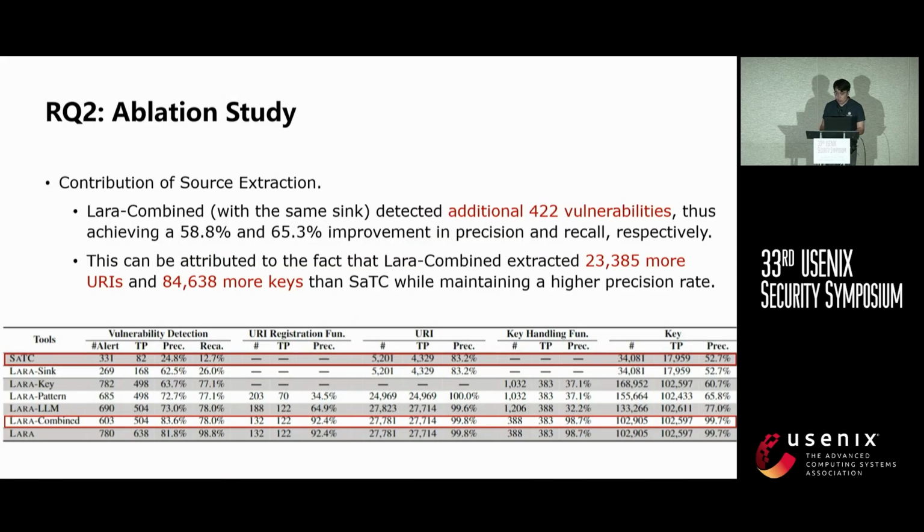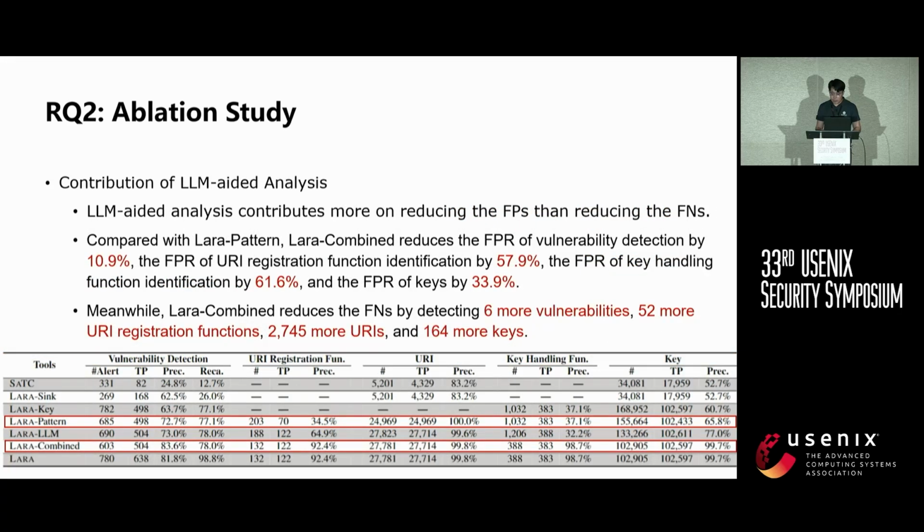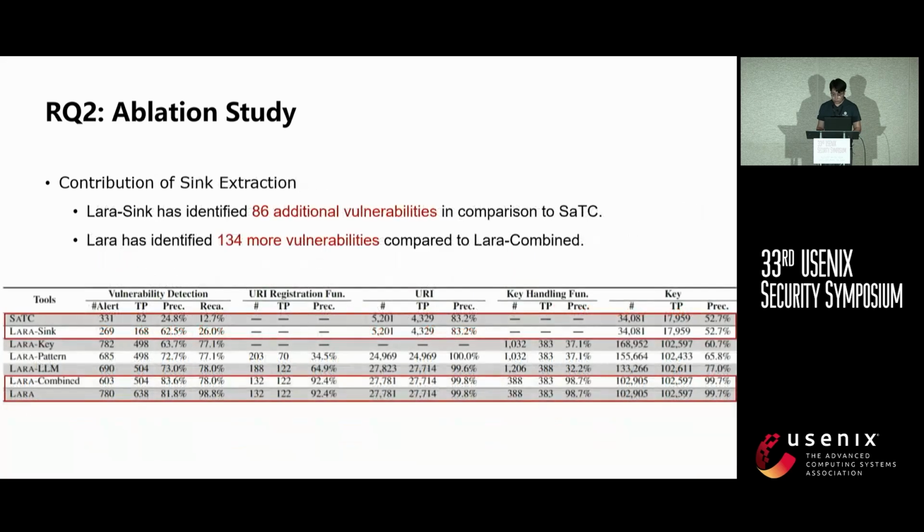For research question 2, we make an ablation study. First, compared with SATC, Lara combined source extraction helps identify 422 more vulnerabilities. Among them, combined with LLM analysis, we can more accurately detect vulnerabilities and extract source by reducing false positives and false negatives. Compared with SATC, Lara sink, and Lara combined, Lara sink extraction can help detect more vulnerabilities.